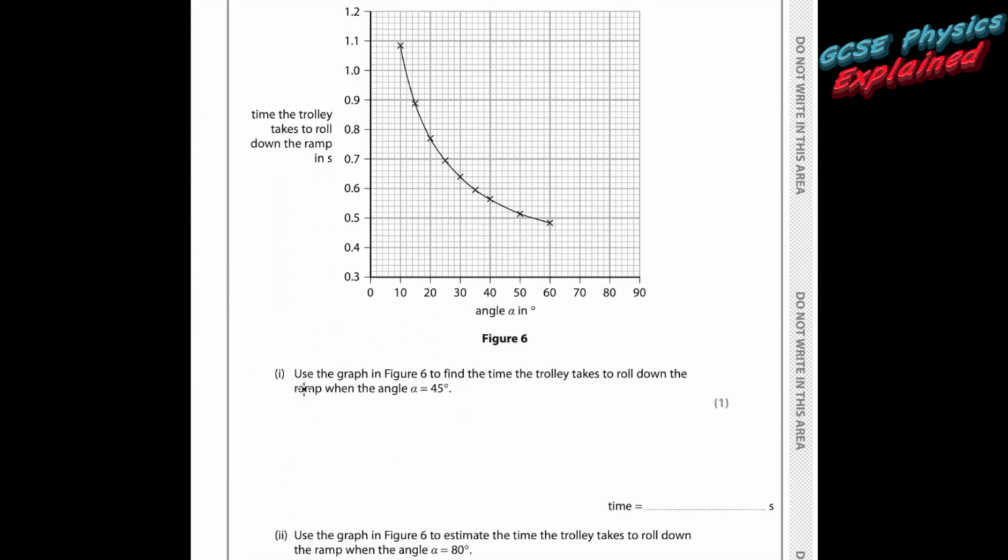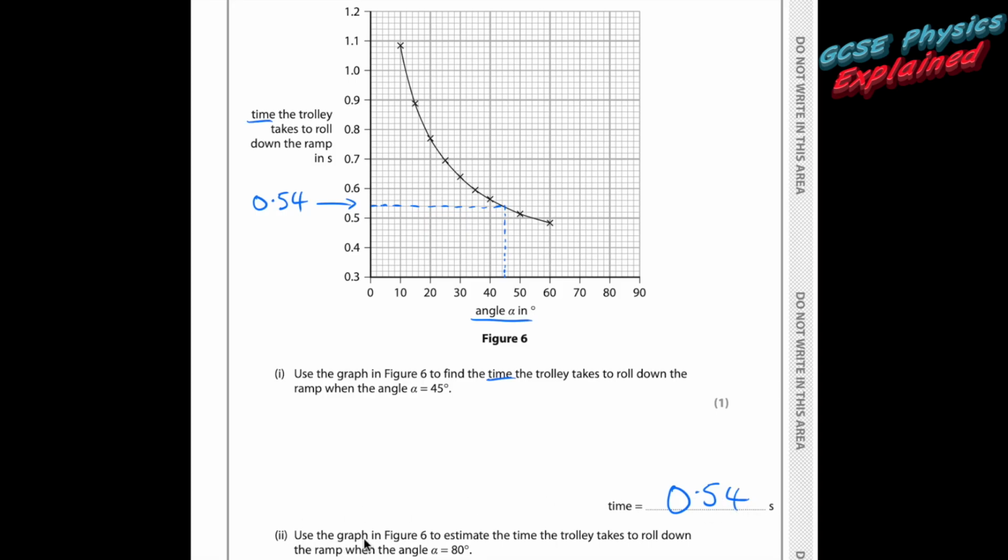Part 1. Use the graph in figure 6 to find the time the trolley takes to roll down the ramp when the angle alpha is 45 degrees. So there's your angle. That's 40 and that's 50. Then 45 is right in the middle. And that comes out as, if that's 0.5 and that's 0.6, then that'll be 0.54. And that was the time, which is what they've asked.